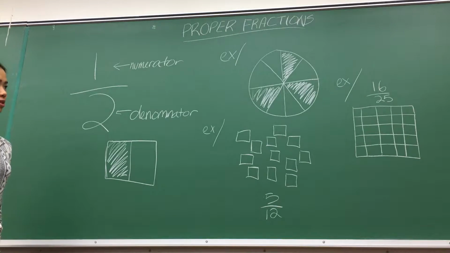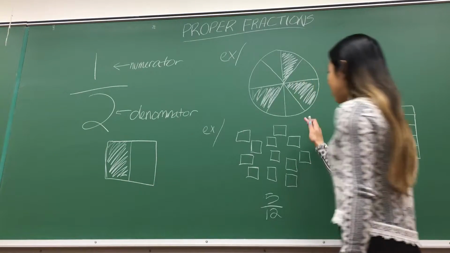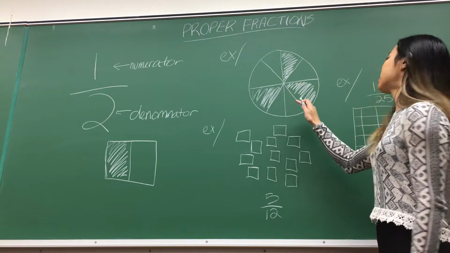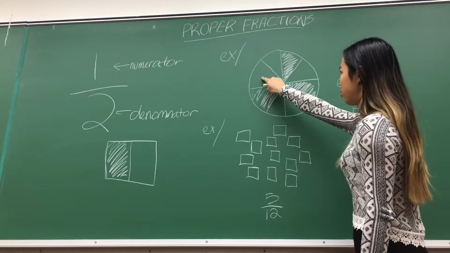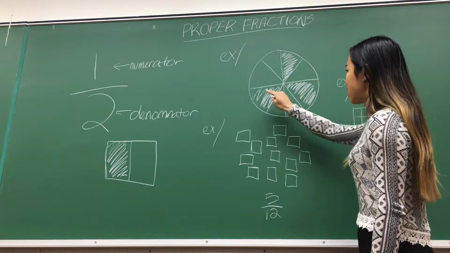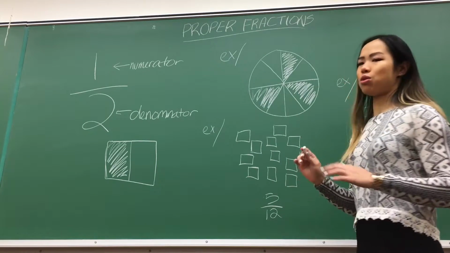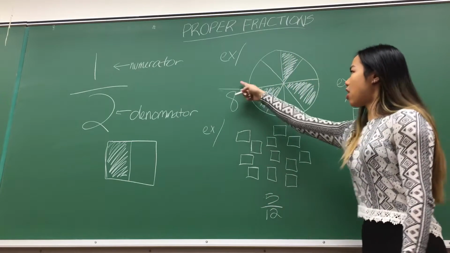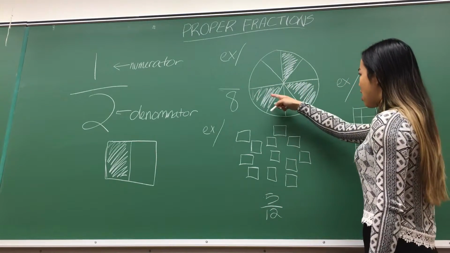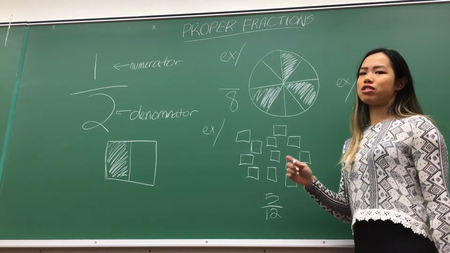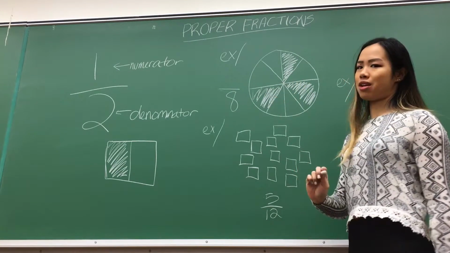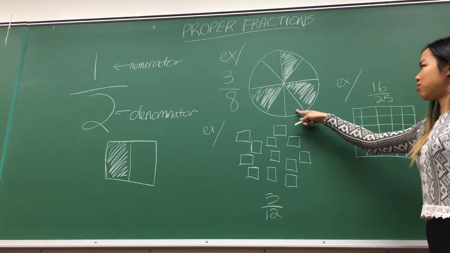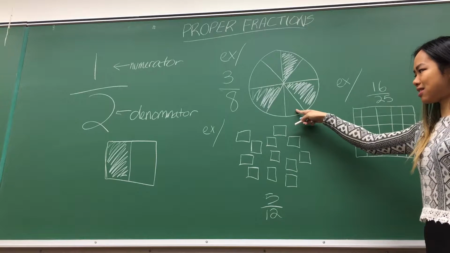So let's look at other examples. Here we have parts shaded for us already. How many pieces do I have in total of this circle? Well, let's count, starting from here. 1, 2, 3, 4, 5, 6, 7, 8. So 8 pieces in total, and that is the bottom number, the denominator. And the numerator, the top number, tells us how many pieces I have. So the shaded parts, I have 1, 2, 3 shaded parts. So this circle with 3 shaded pieces is 3/8.